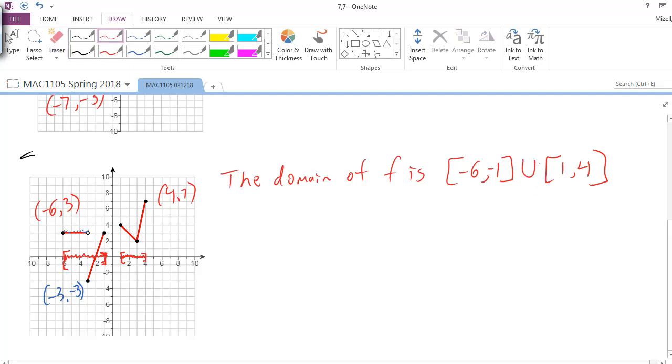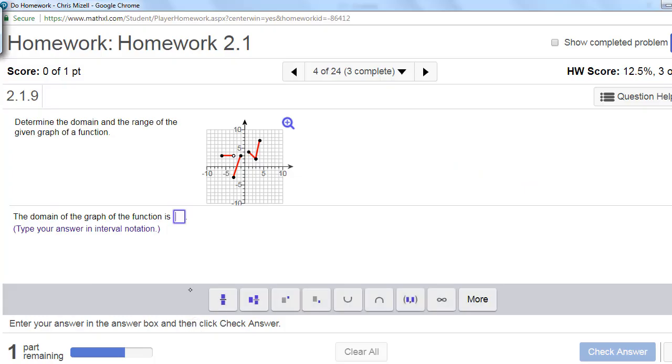That's the domain of this function. It's the union of these two intervals: the closed interval from -6 to -1, union, the closed interval from 1 to 4.